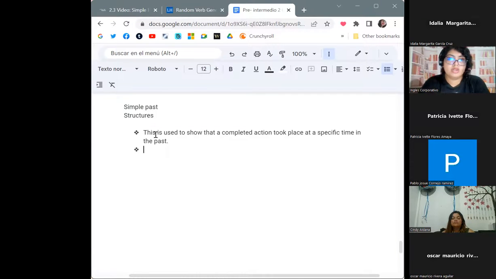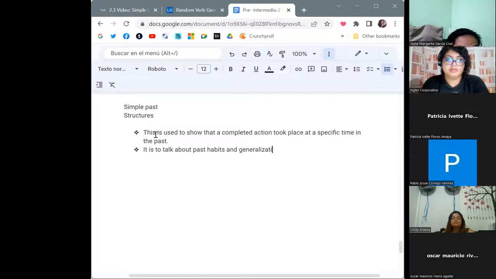And the other one is to talk about past habits and generalizations. Okay, what are the forms? We already know that in the simple forms of the verb, we have the irregular and regular forms. In the regular forms, we're just going to add ed at the end. In the irregular verbs, we are going to change the form of the verbs.